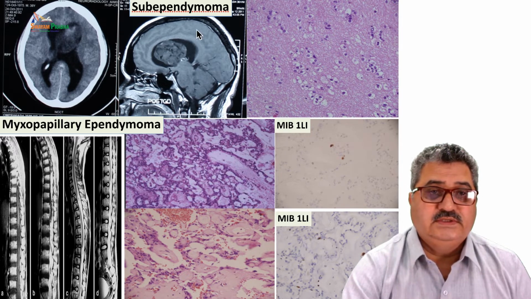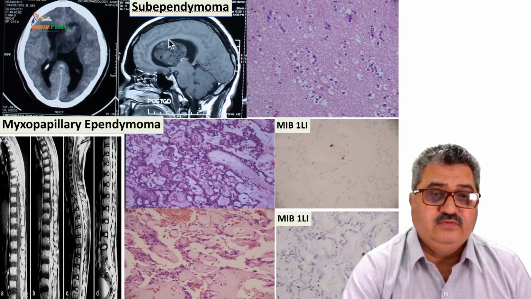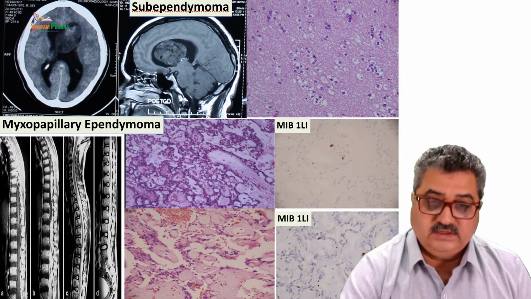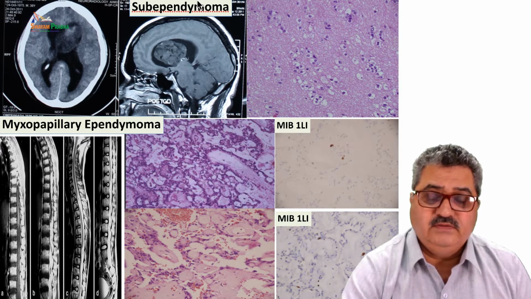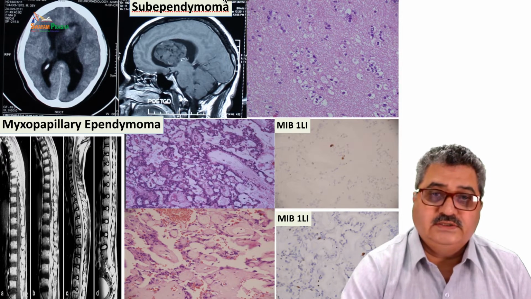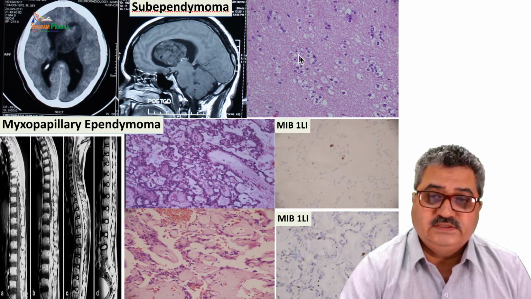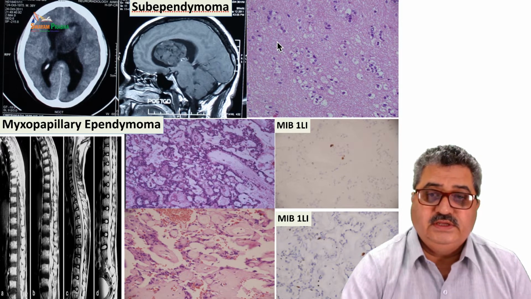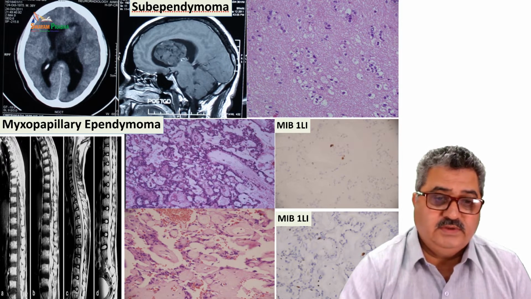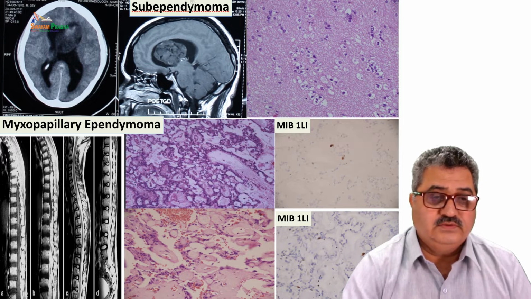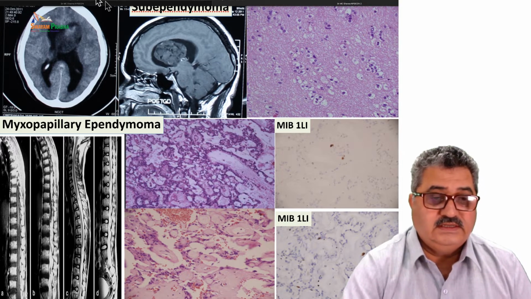For example, this is a subependymoma, a well-defined tumor in the lateral ventricles, and it is grade 1. It has a very characteristic morphology: groups of tumor cells with clearing and microcystic change, separated by acellular areas. Myxopapillary ependymoma was earlier graded as grade 1.